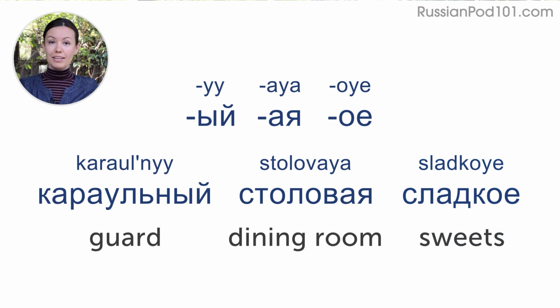Again, similarly to the regular nouns, such words have typical endings. The masculine ending is «ый», with the consonant at the end, караульный. The feminine ending is «ая», with the vowel at the end, столовая. The neuter ending is «ое», with the vowel «е» at the end, сладкое.